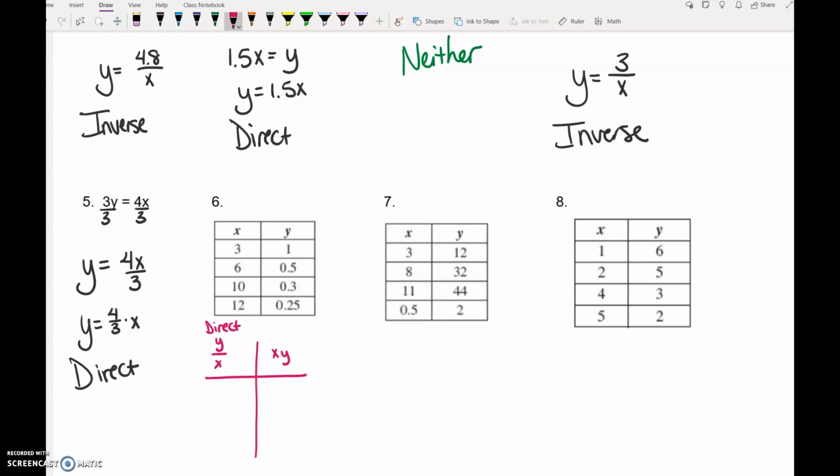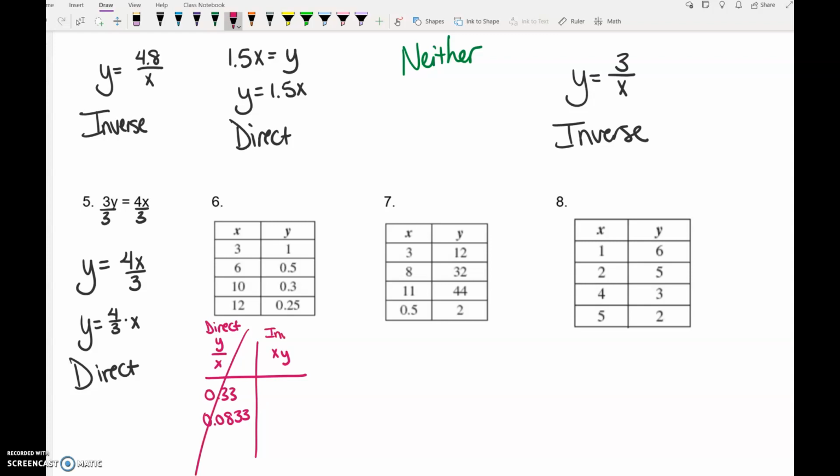We're going to do y values divided by x. 1 divided by 3 is 0.33. 0.5 divided by 6 is 0.0833. Are those numbers the same? No, so it is not direct variation.